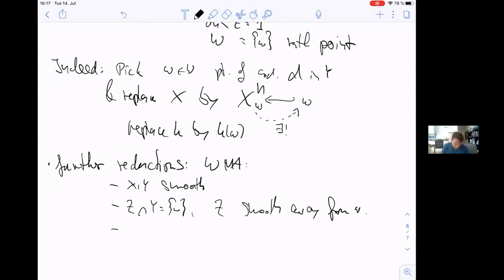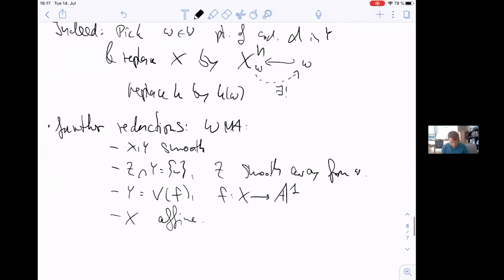So now this Y into X is a regular immersion of codimension one, so it's locally principal. So again, by working locally around this point W, I can assume that Y is the vanishing locus of a single function. And finally, I can assume that X is affine. Again, all of this because it's a local problem.